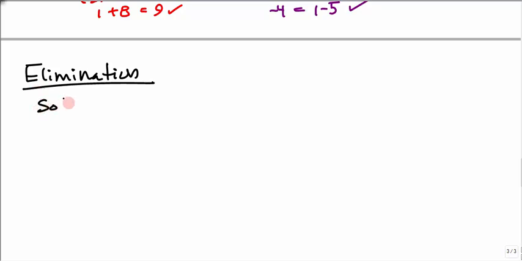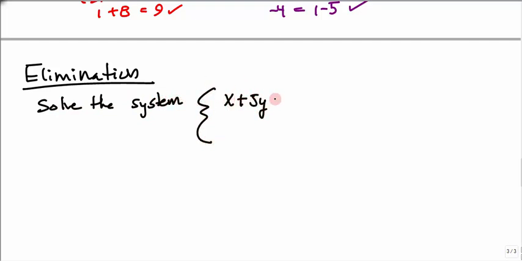So let's go ahead and solve the system. When we solve the system, x plus 5y equals 21, and 4x plus 3y equals negative 1, I can see right away there's nothing solved for x equals or y equals. I could solve this for x up here pretty easily, but for this one, let's go ahead and use elimination.